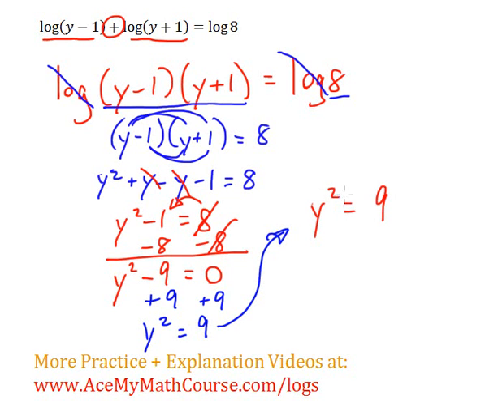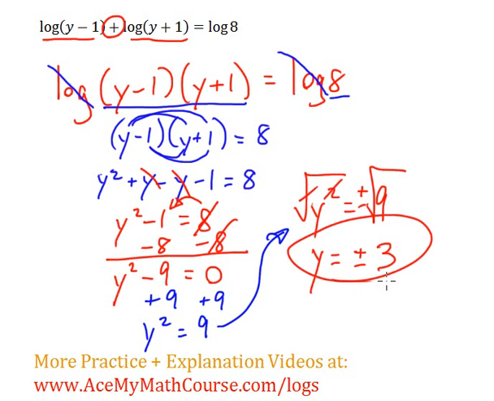So I can just take the square root of both sides. We end up with plus or minus square root of 9. So y is equal to plus or minus the square root of 9, which is 3. And that's it. But is that the answer? No, because we have two answers, right? Negative 3 and positive 3. Negative 3 actually won't work as an answer.